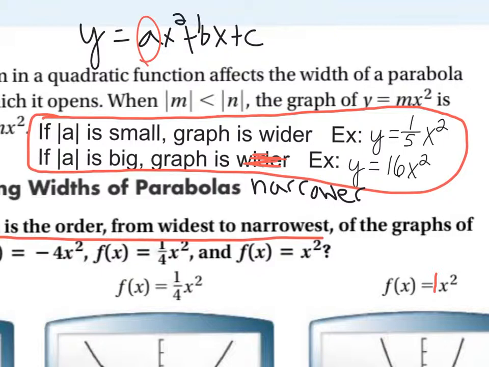Contrast that, y equals 16x squared. If I put a 1 in for x, 1 squared is 1 times 16 is 16. I'm at 1, 16. That went up really quick. 16 versus 1/5. Going up really quick, that's going to keep our parabola really narrow. The other way is going to be a wide graph. And we can look at that on our graphing calculators later, just to show how that works.